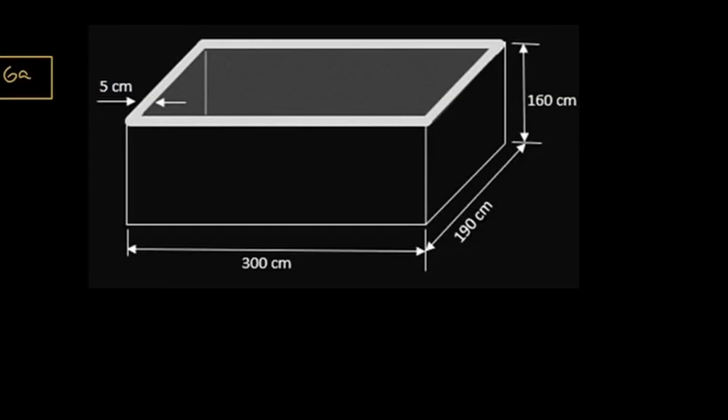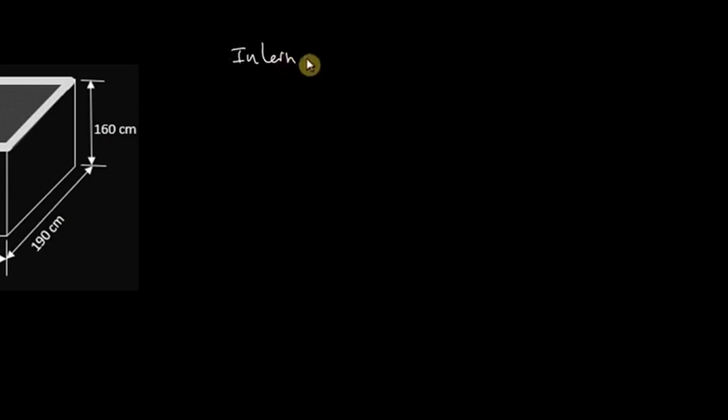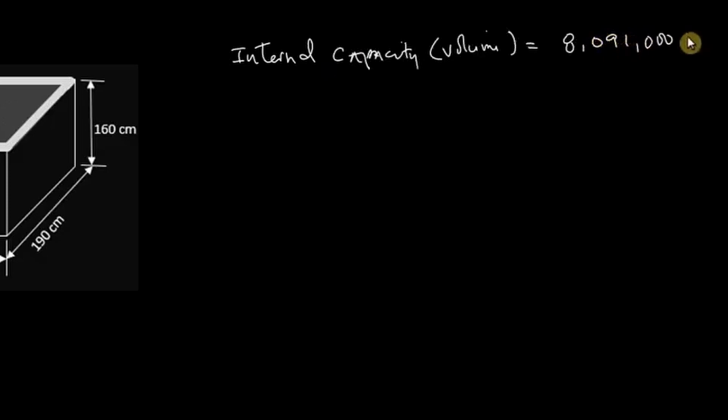What is called a trough, which is really just a box used to feed animals. The box is 5 cm thick. The dimensions, length by width by height, are shown. So we need to show that the internal capacity, and that's the same as volume, is equal to 8,091,000 cubic centimeters. So we need to show this.